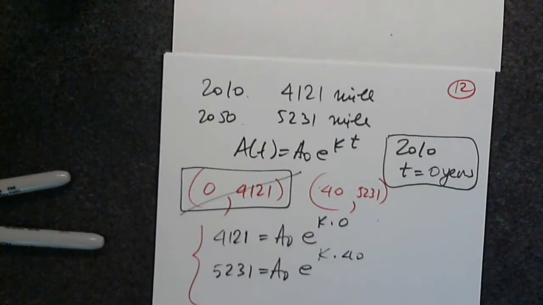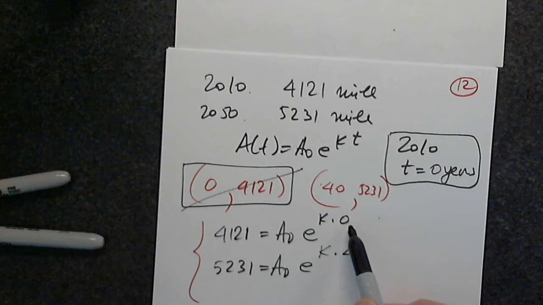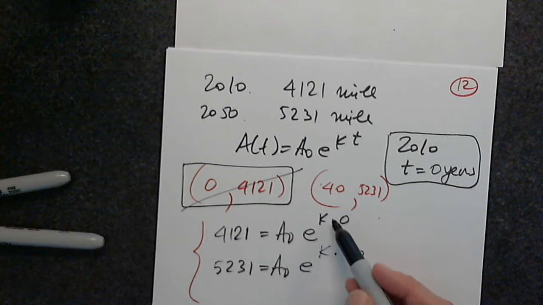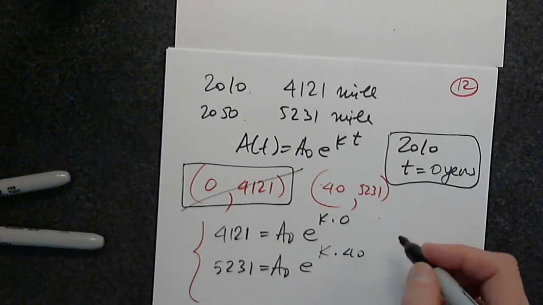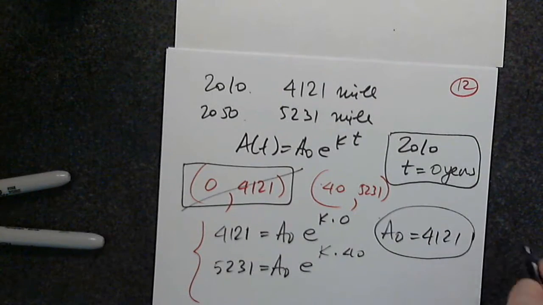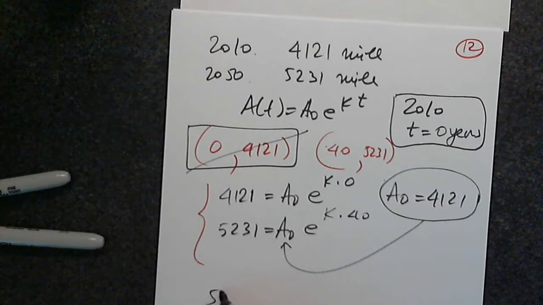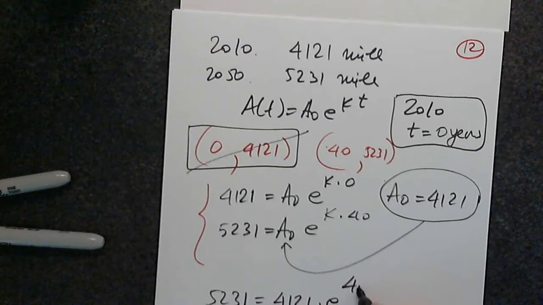The growth rate. Now, how much is k times 0? How much is e to 0? 1. So then we know for sure that a0 must be 4121, as we expected. Now, I will put it in the second equation, and I have 5231 equals 4121 times e to 40k.